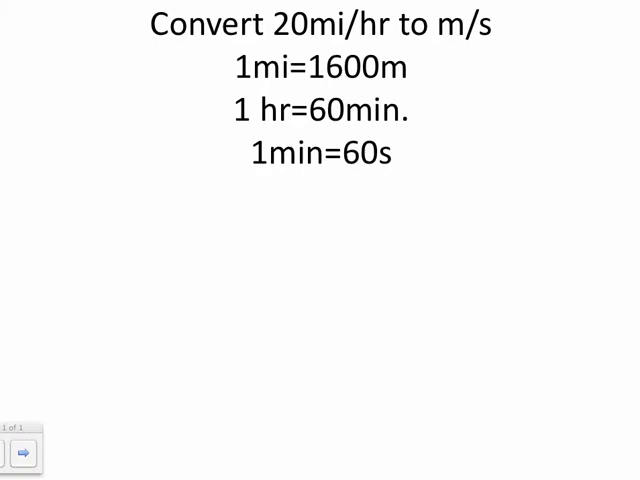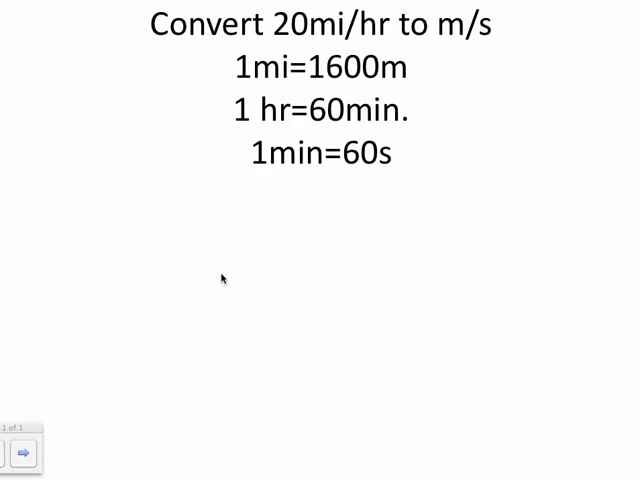Now, I have already given you the conversion factors from miles to meters, from hours to minutes, and from minutes to seconds. Now, that number, 1600 meters per mile, is going to come up very frequently. So I would highly advise you to memorize that number. Okay? All right, let's get started.